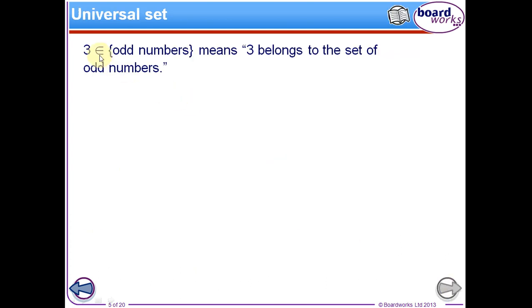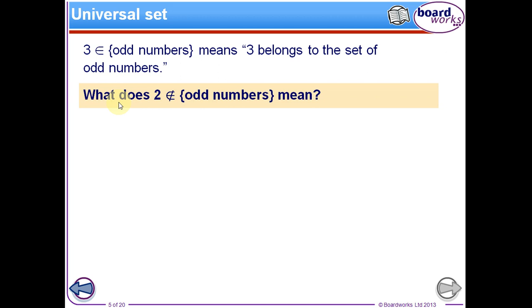So this means 3 is a member of, or 3 belongs to, the set of odd numbers. We use this symbol to represent belongs to. And this means that 2 does not belong to. So don't forget, 2 does not belong to the set of odd numbers.